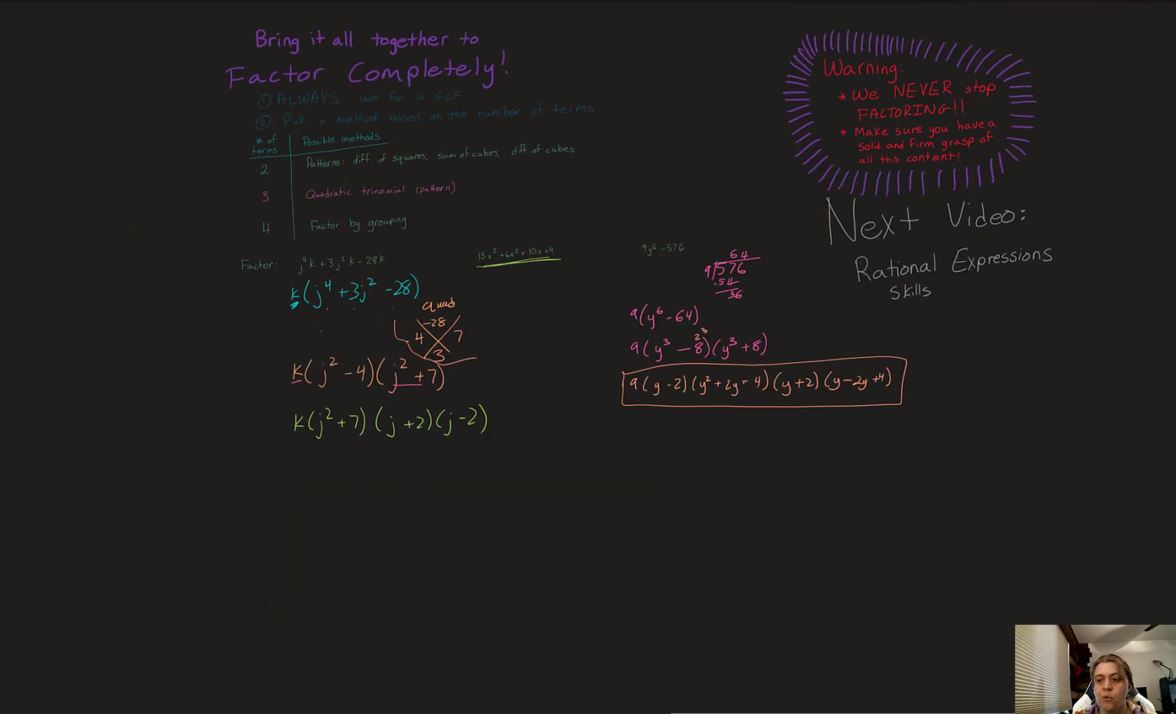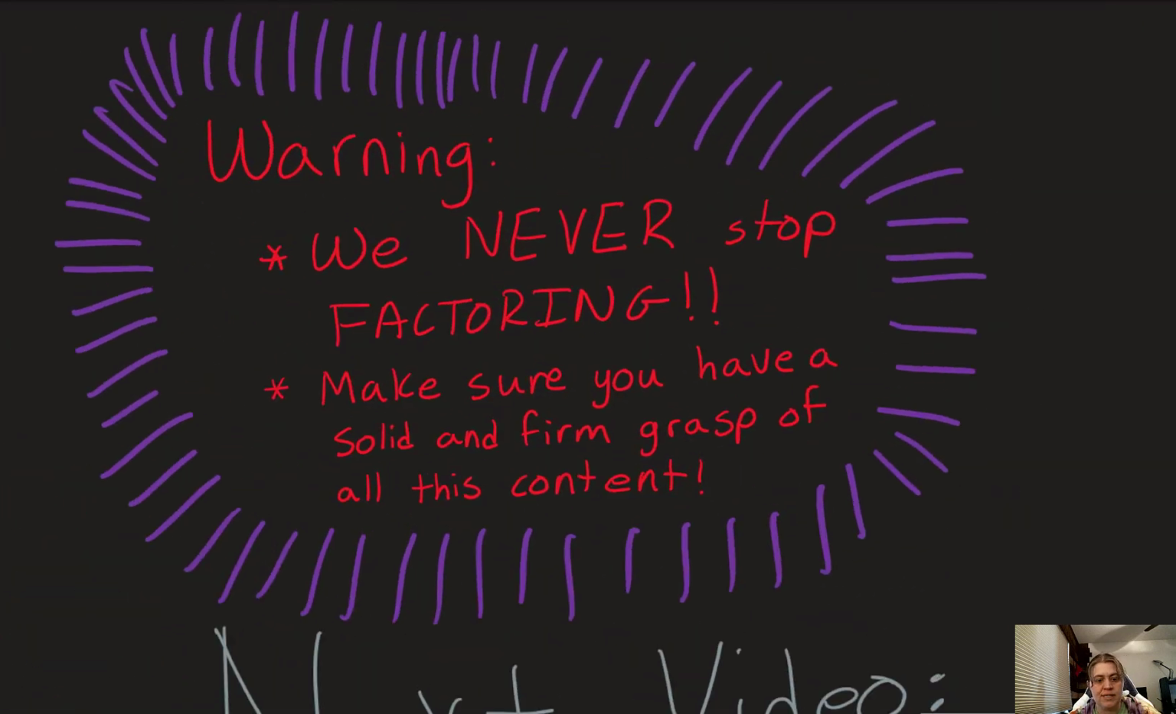So one thing that you really need to know is that factoring is never, ever going away. Make sure that you've plugged this stuff into long-term memory. If you don't, practice. Find some Delta Math, some Khan Academy, something. Practice this. Factoring is not going away for the rest of your mathematical lives.